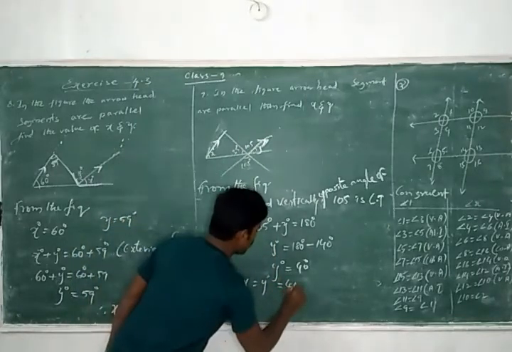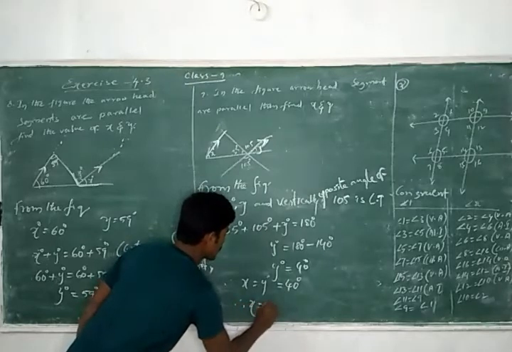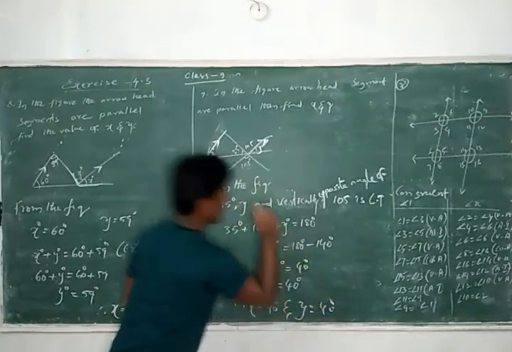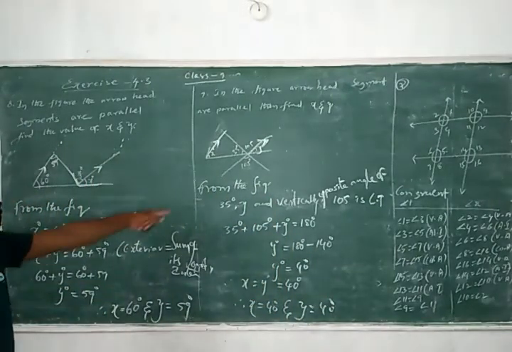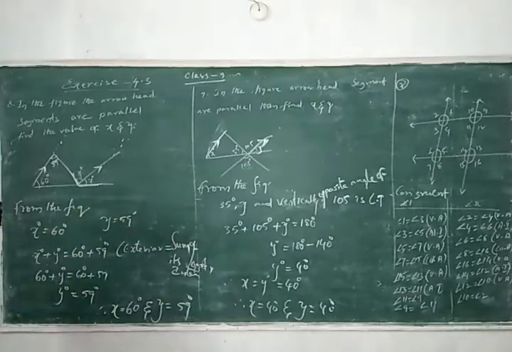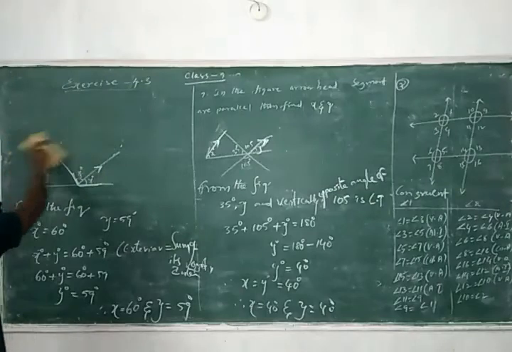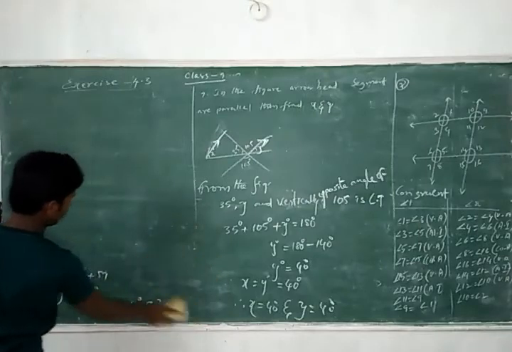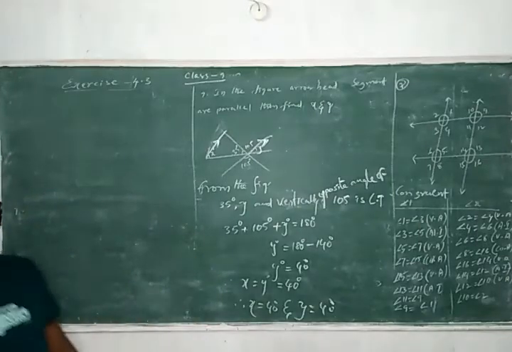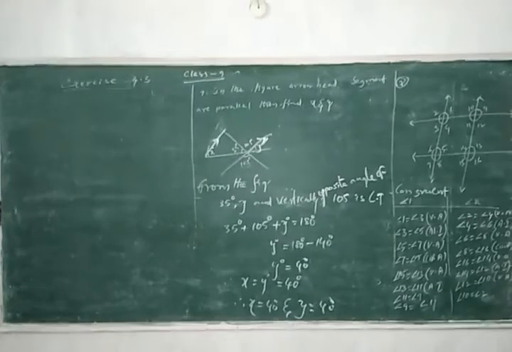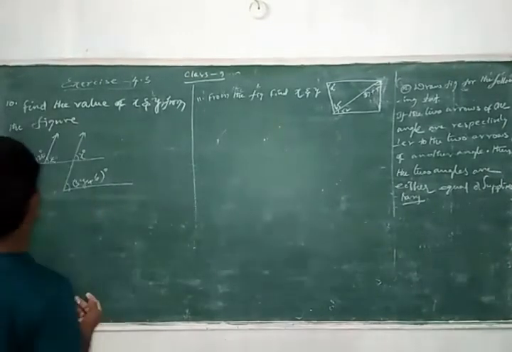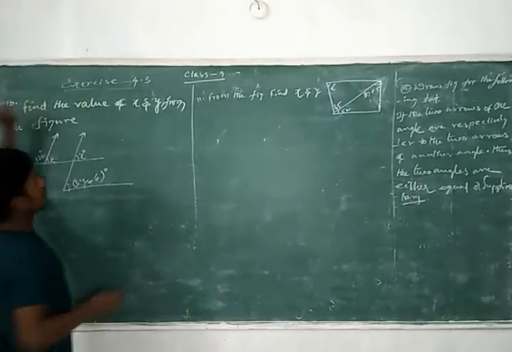So x is equal to y, that is equal to 40 degrees. Therefore x is equal to 40 degrees and y is equal to 40 degrees. This is the question number 9. Next question number 10. Find the value of x and y from the figure. Find the value of x and y.